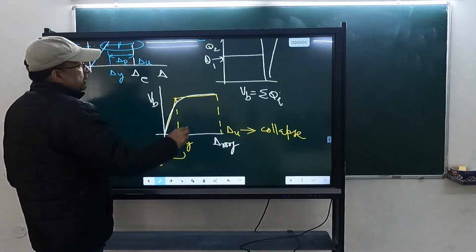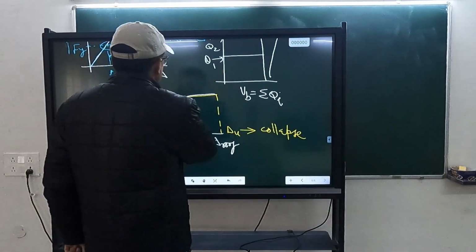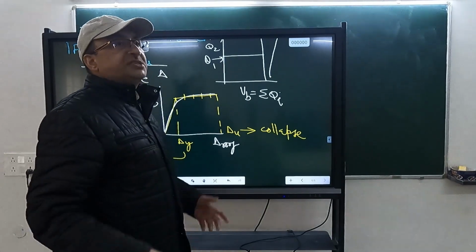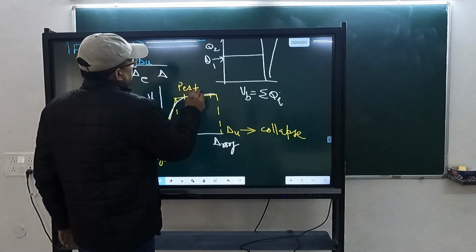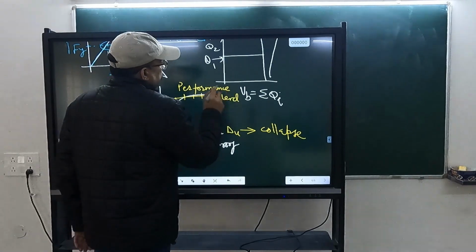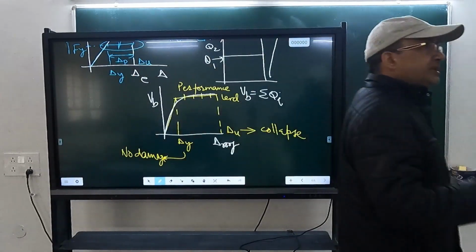So here there is no damage. Here there is full damage. In between, you can decide how much damage you want to accept. So these are your performance levels. Which performance level you want, that we will decide based on how much damage you can accept.